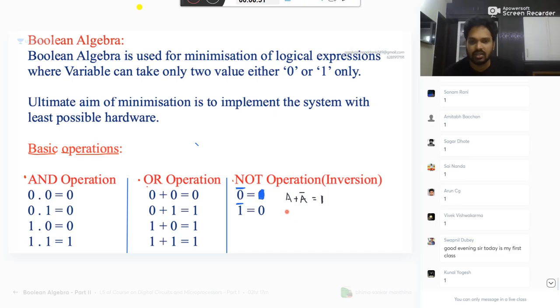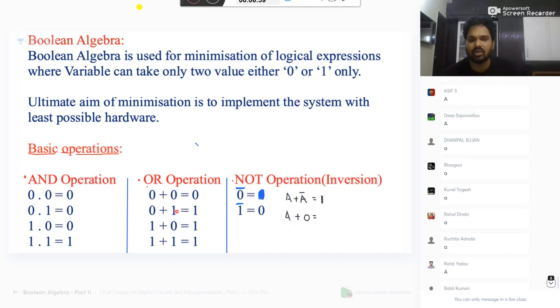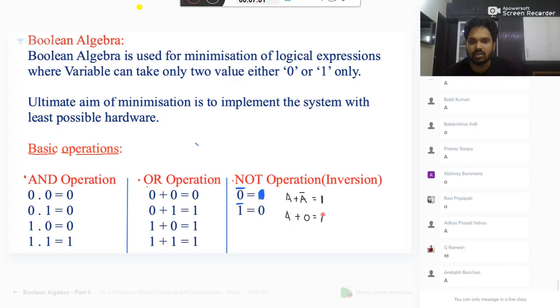Similarly, what is A plus 0? You see, 0 plus 0 is 0, 0 plus 1 is 1. Whatever you have here, that will come. So A plus 0 is nothing but A.